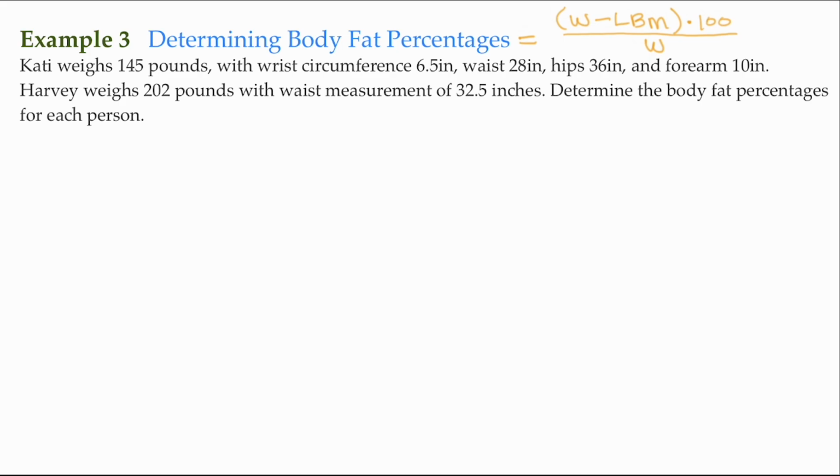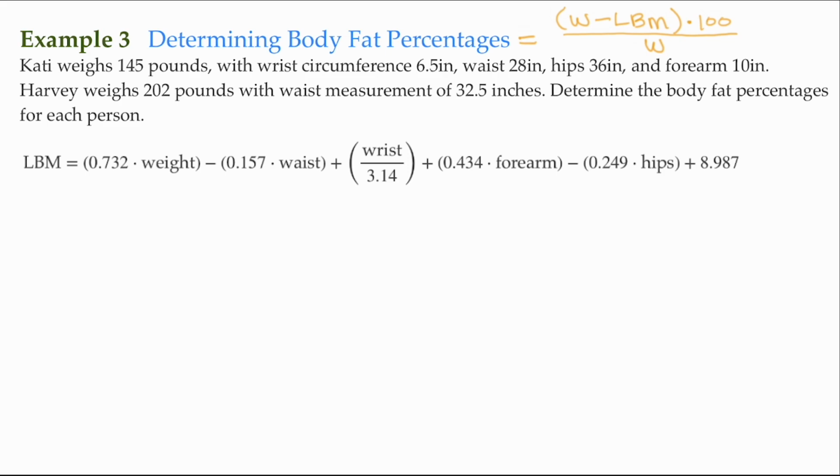Now, before we can determine body fat percentages, we need to determine lean body mass. And lean body mass is the amount of fat that your body is carrying. And since men and women carry fat, or fat is distributed differently, we have two different equations to help determine the lean body mass. We have one for women and then another one for men. So this is the lean body mass for women. You can see there's a lot of variables here. We have weight, waist, wrist, forearm, and hips.